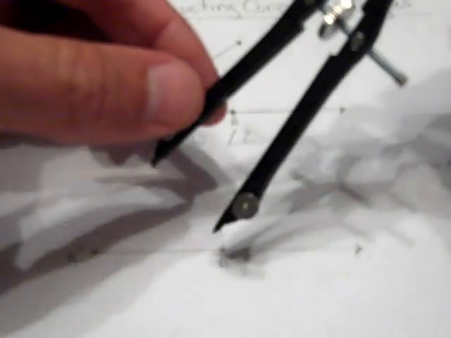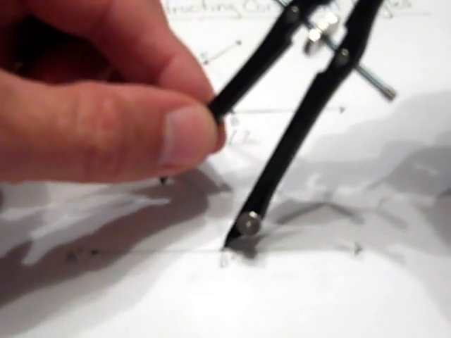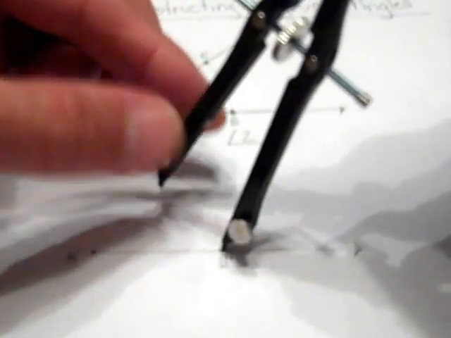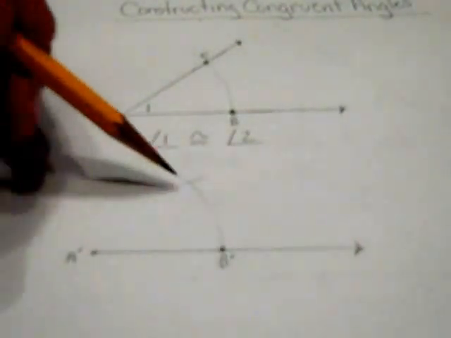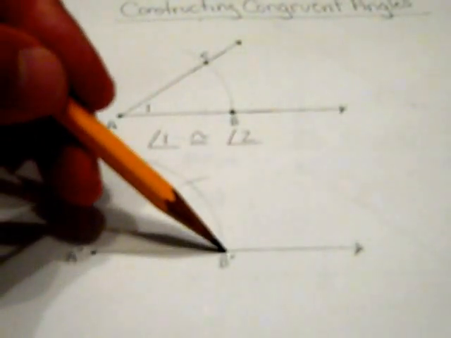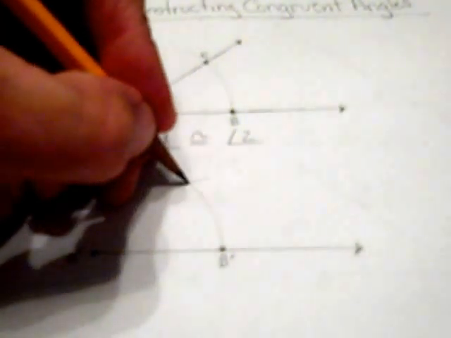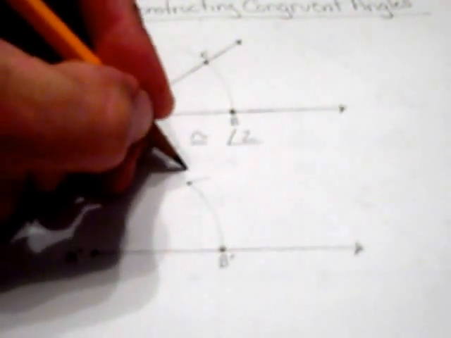So from there, now that I have that measurement, that's the distance from B to C, I'm going to go over to B prime, and I'm going to put my pivot point on B prime, and I'm going to draw another arc that crosses over, and it's just a small arc, and it crosses over the minor arc that I made from B prime. And I'm going to call this point where it crosses over C prime.